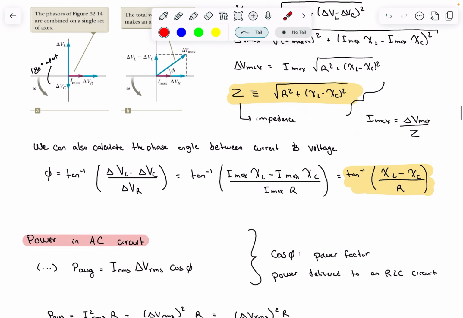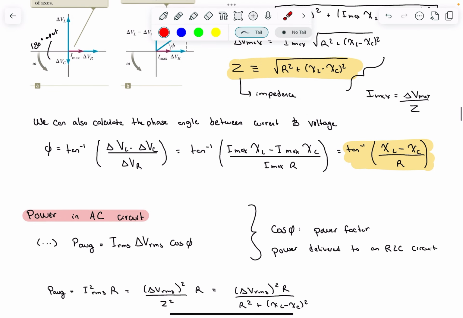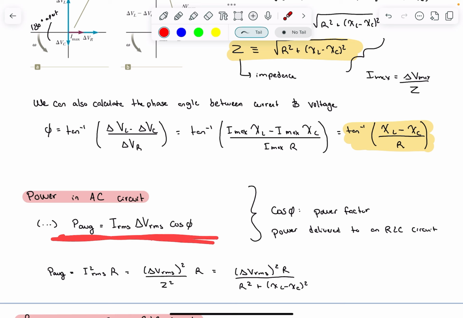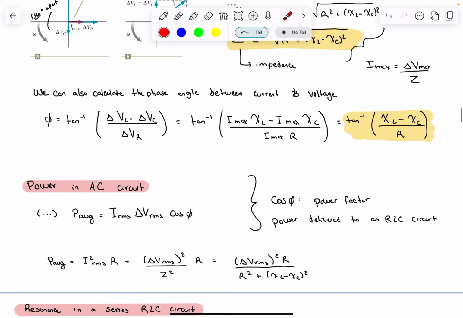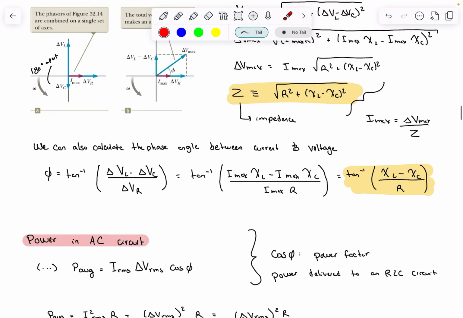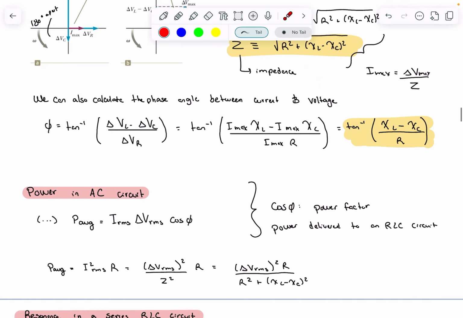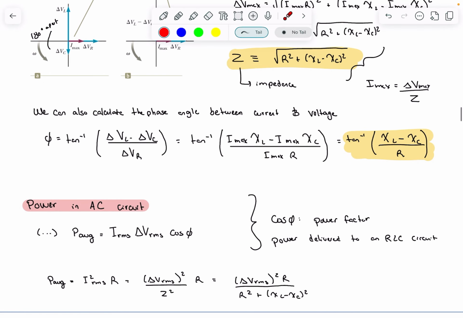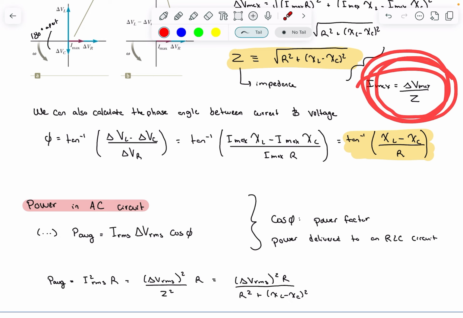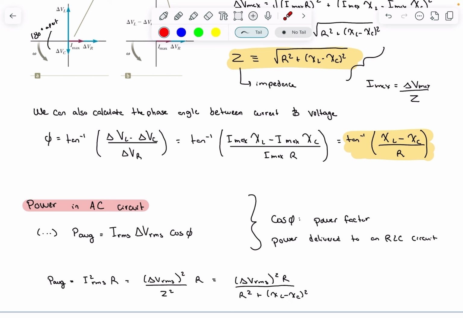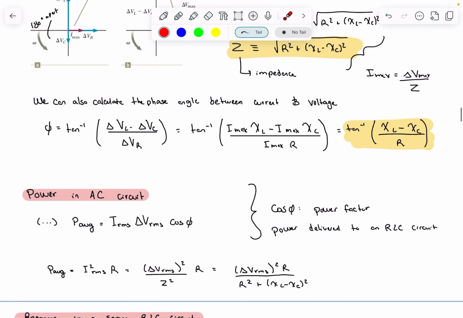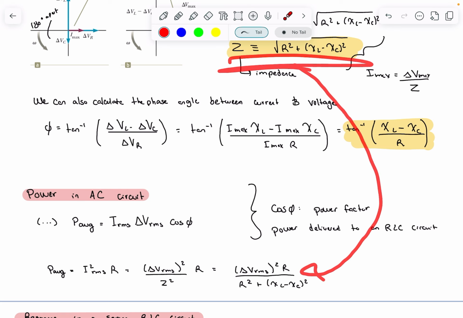So then, if we want to talk about what is the power delivered to an RLC circuit, we know that P average is equal to I RMS delta V RMS cosine of phi, and it's also equal to I squared RMS times R. If we want to use what we found, so we found out what Z is, we know what I max is, what we have to do is plug these values in. So I RMS is going to be equal to delta V RMS divided by Z, and that comes from this expression right here. So all we do is square them and then multiply that by R to get this, and then plug in what Z is into this equation.